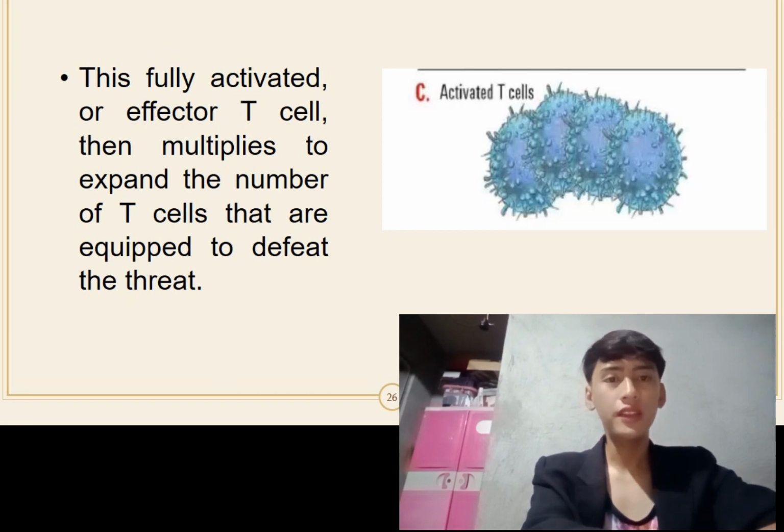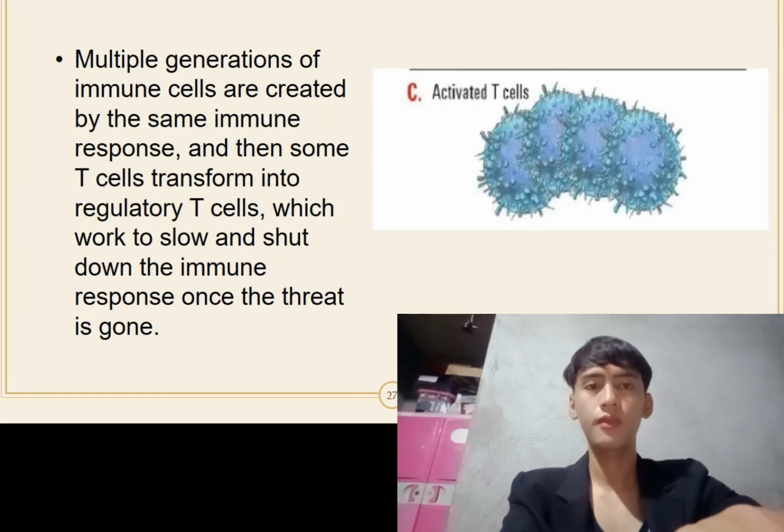These fully activated or effector T cells then multiply to expand the number of T cells that are equipped to defeat the threat. Multiple generations of immune cells are created by the same immune response, and then some T cells transform into regulatory T cells, which work to slow and shut down the immune response once the threat is gone.